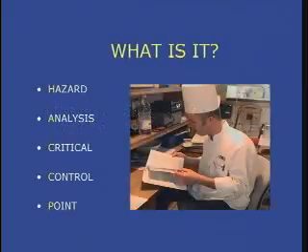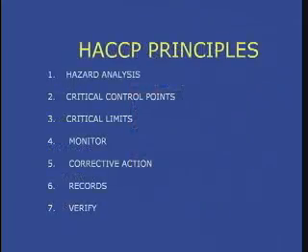HACCP, what is it? HACCP stands for Hazard Analysis Critical Control Point. HACCP was developed in conjunction with NASA and the Pillsbury Company. And this system of providing safe food has been incorporated worldwide. HACCP principles include Principle 1, Hazard Analysis. Principle 2, Critical Control Points. Principle 3, Critical Limits. Principle 4, Monitor. Principle 5, Corrective Action. Principle 6, Records. Principle 7, Verify or Verification. Each one of these principles will be discussed in detail during this presentation.